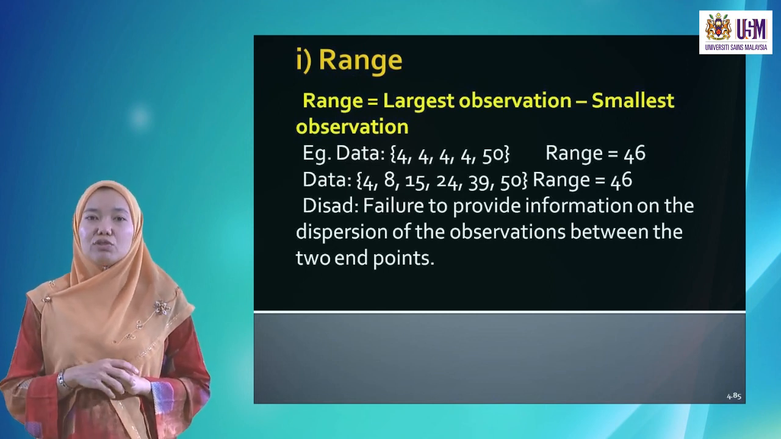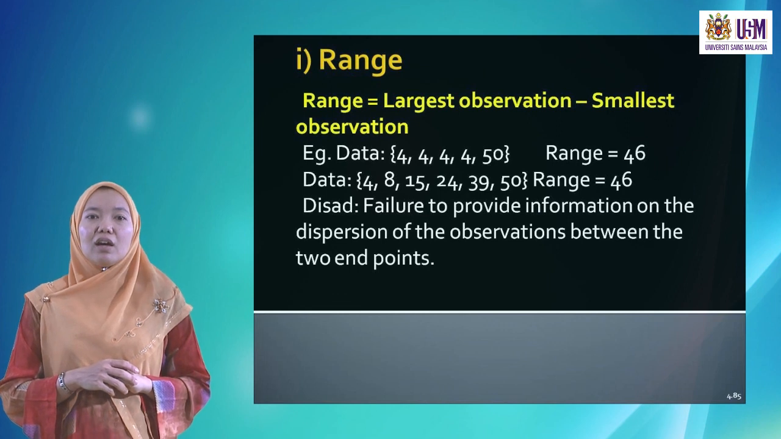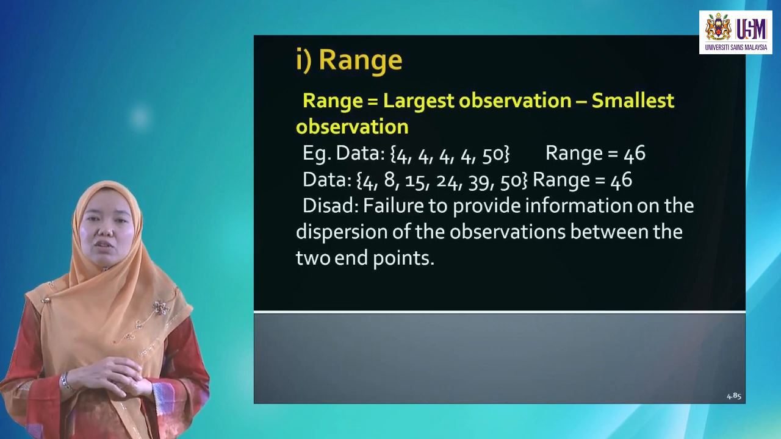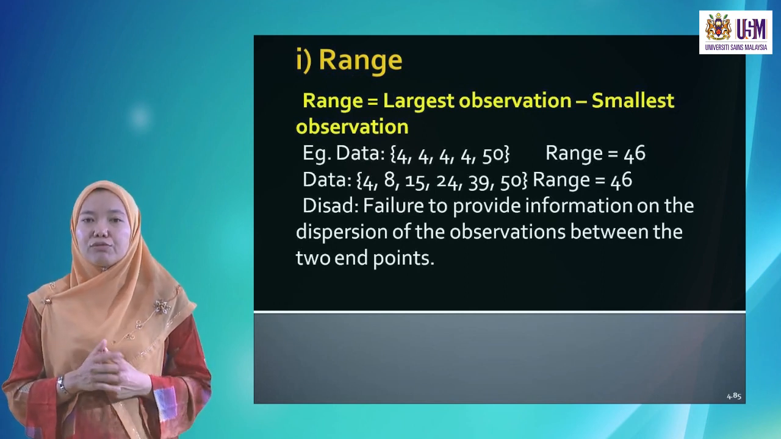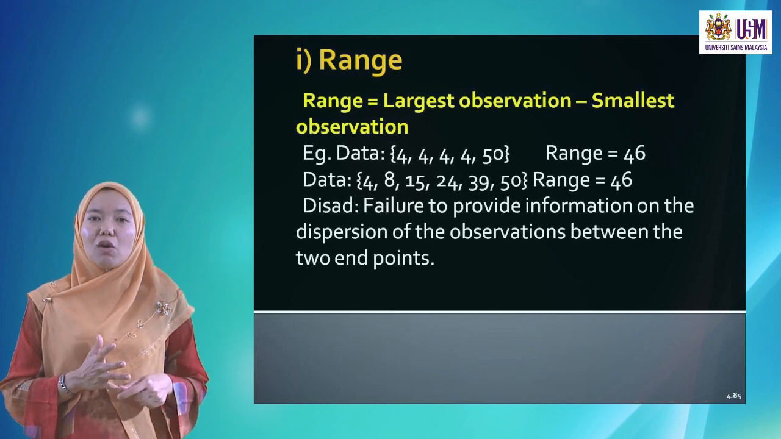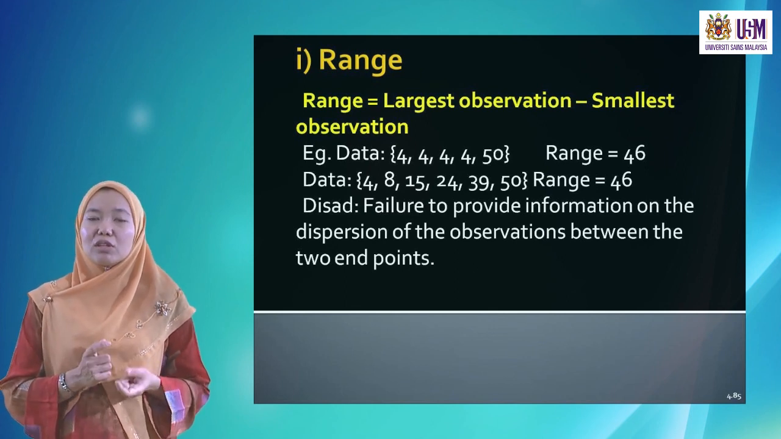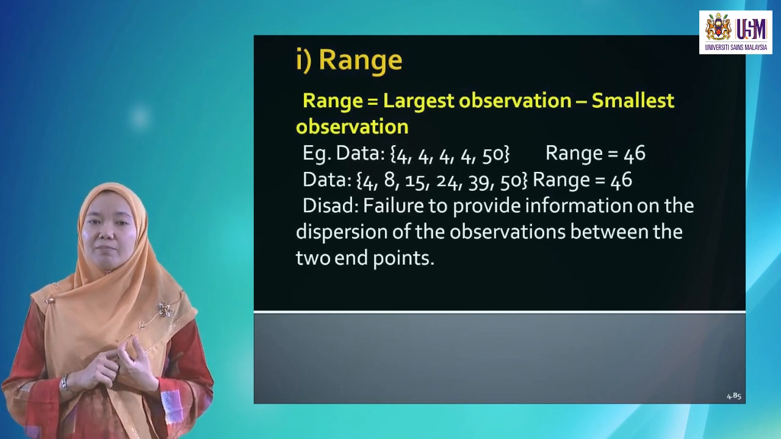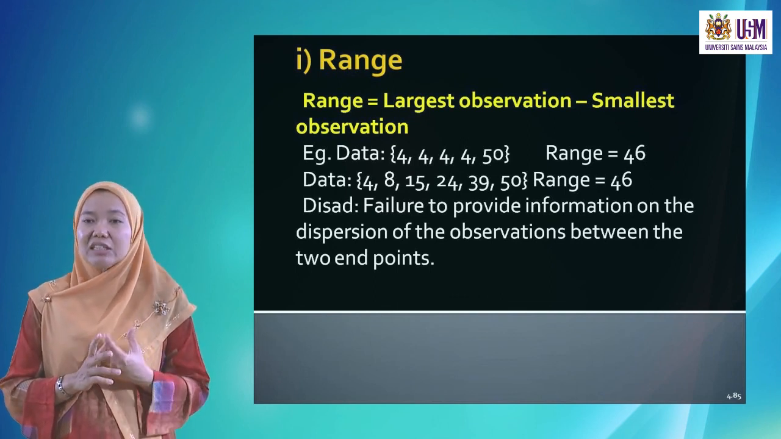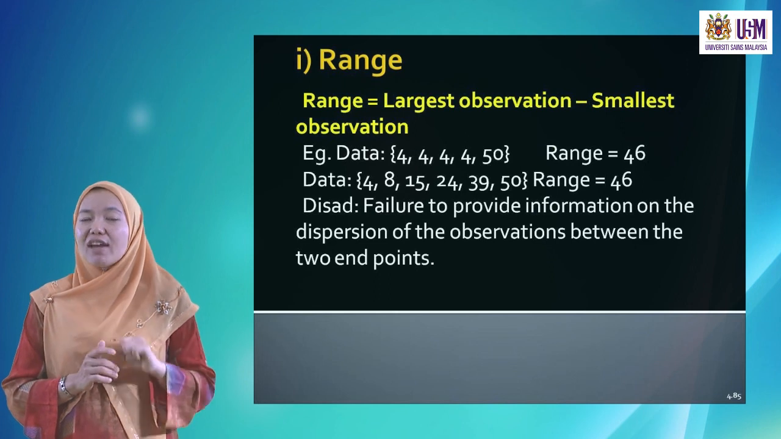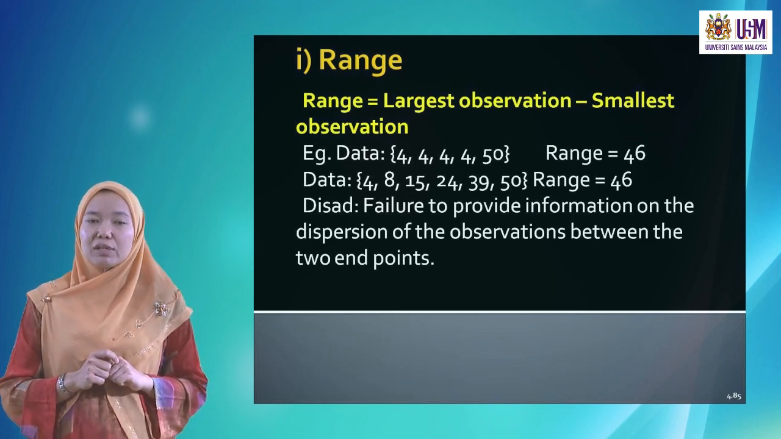But what if you change the data? You still have a small number of observations; instead of 5, now you have 6. You vary it a bit. So instead of 4, 4, 4, 4 and 50, now you have 4, 8, 15, 24, 39 and 50. The highest and the lowest are still the same, so the range is still the same. But you see the variation in the middle is different.